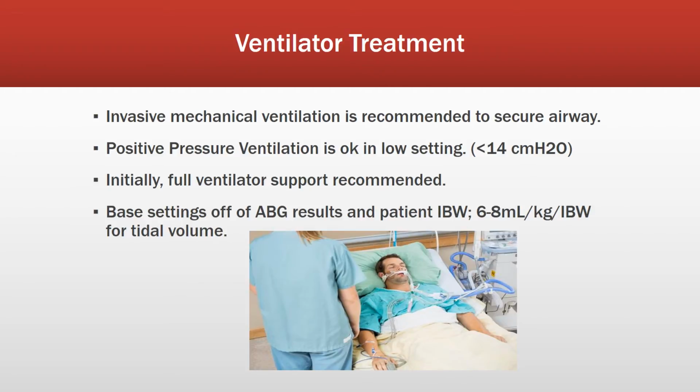Initially, you will need full ventilator support, and you're going to base your settings off of the needs of the patient from the ABG result, and the tidal volume will be between the normal 6 to 8 mLs per kg of ideal body weight.